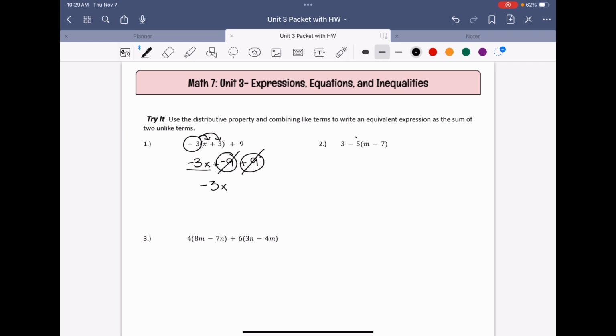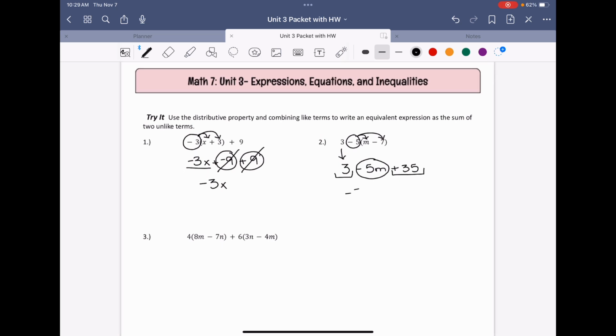I've got a -5 that's being distributed here. So I'm going to draw my arrows. 3, don't leave that 3 out. 3 minus 5m, because -5 times +1. -5 times -7 is going to give me a +35. Identify your like terms. I've got 1 term with an m, and I have 2 constants. So I'm going to write my term with the letter first. So -5m plus 3 plus 35 should give you 38.